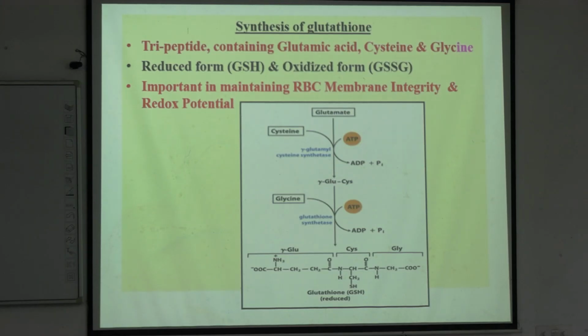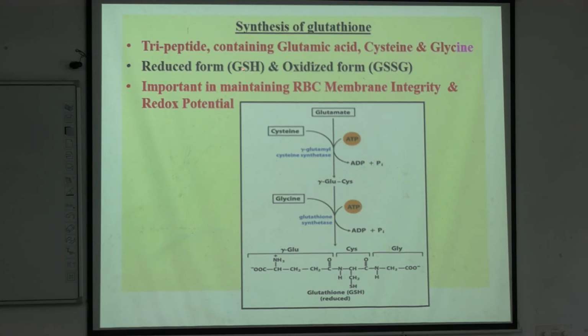Synthesis of glutathione. Glutathione contains 3 amino acids. One is glycine, an important amino acid. There are 2 forms of glutathione. One is the reduced form, GSH, and the other is the oxidized form, and there is a continuous changeover from the oxidized form to the reduced form. The body tries to keep glutathione in reduced form, so that RBC membrane integrity is maintained, it does not get lysis, and also the redox potential of the cell.